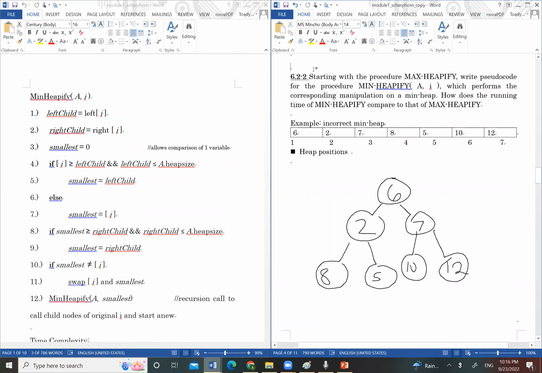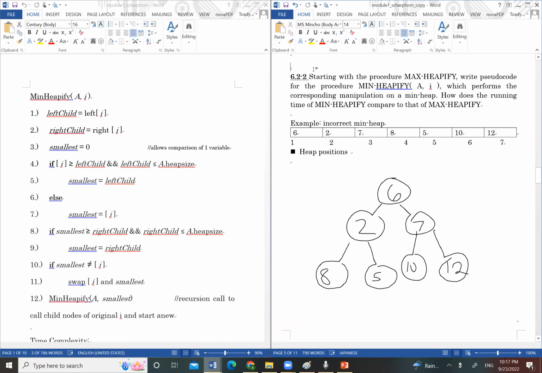So I did 6.2-2, starting with the procedure max heapify, write pseudocode for the procedure min heapify that takes an array and an index of i, which performs the corresponding manipulation on a min heap. And how does the running time of min heapify compare to max heapify?